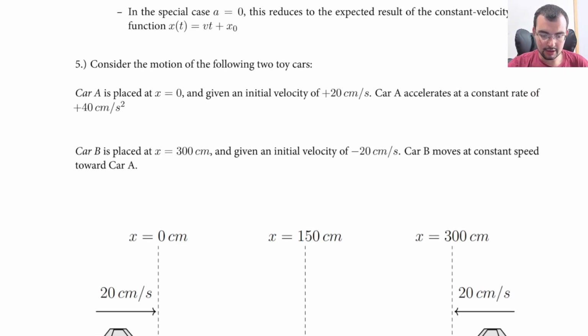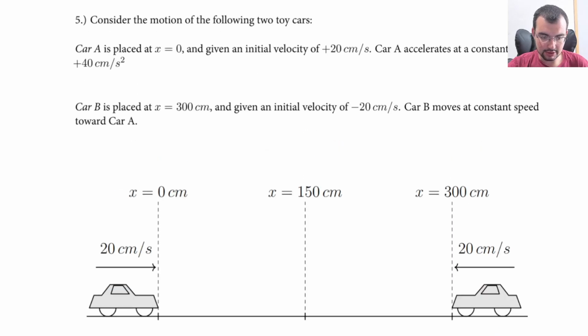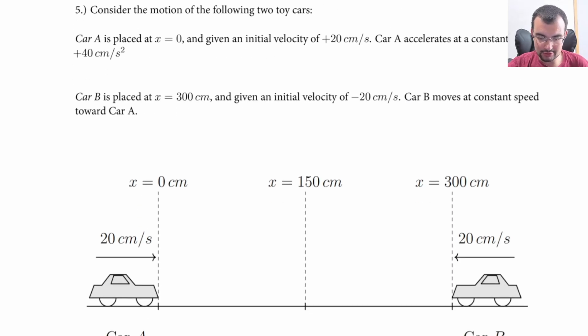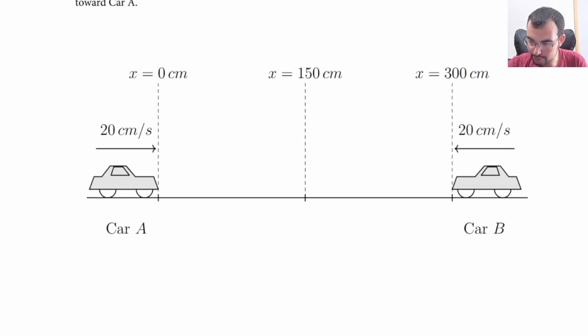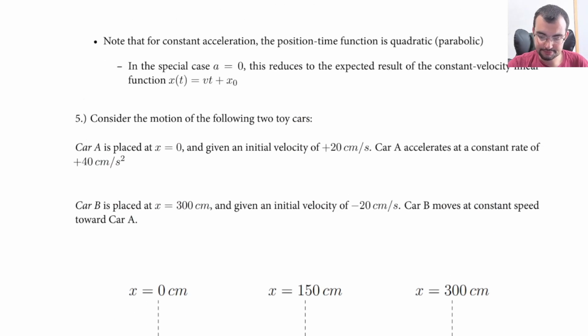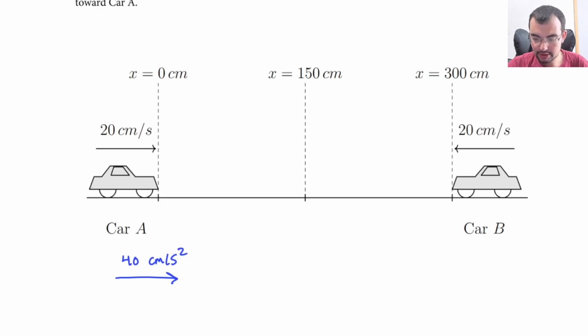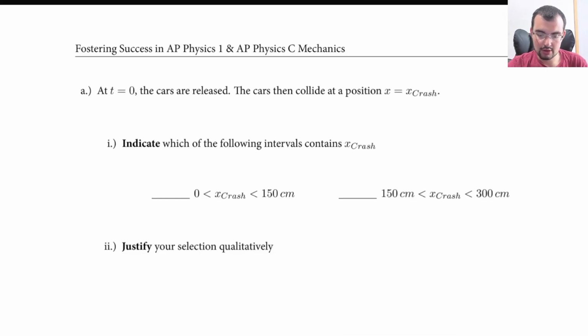So car A starts at x equals 0, 20 centimeters per second initial velocity, and accelerates at 40 centimeters per second squared to the right. Car B, same idea, except it does not accelerate. So it has the same initial speed, just the other way. So it's a head-on collision, except car A is also accelerating. So they're going at each other at the same speed initially. Car A accelerates. Our first question, where do they crash?